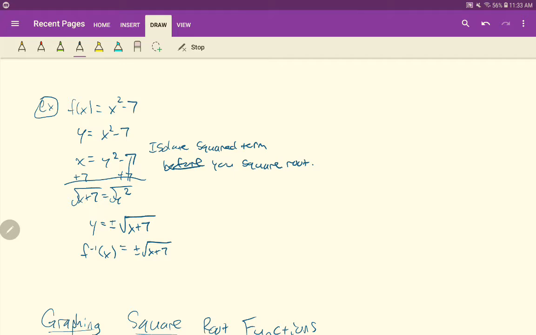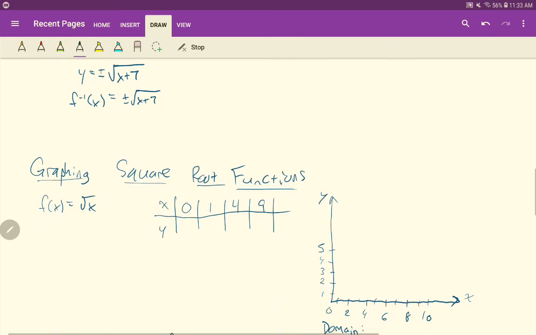Now your homework's going to ask you to do stuff with domain. I'm not going to have you guys worry about that. We're just going to stick to just finding the inverse itself. So your homework's going to have questions like these. Don't worry about finding the domain, and I'll note that in the homework assignment itself.